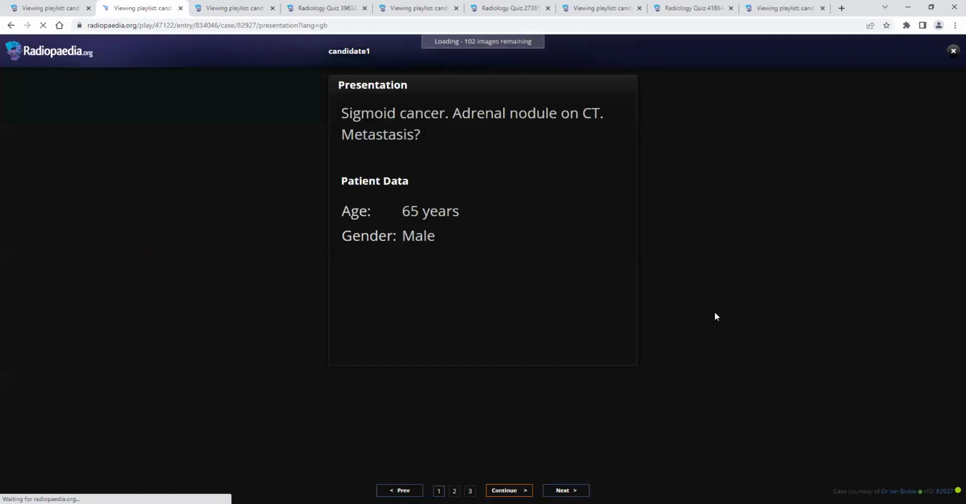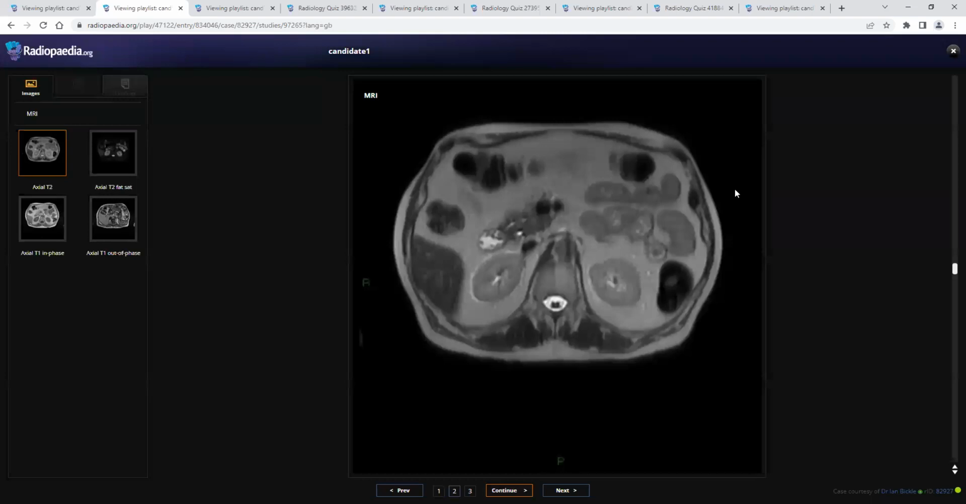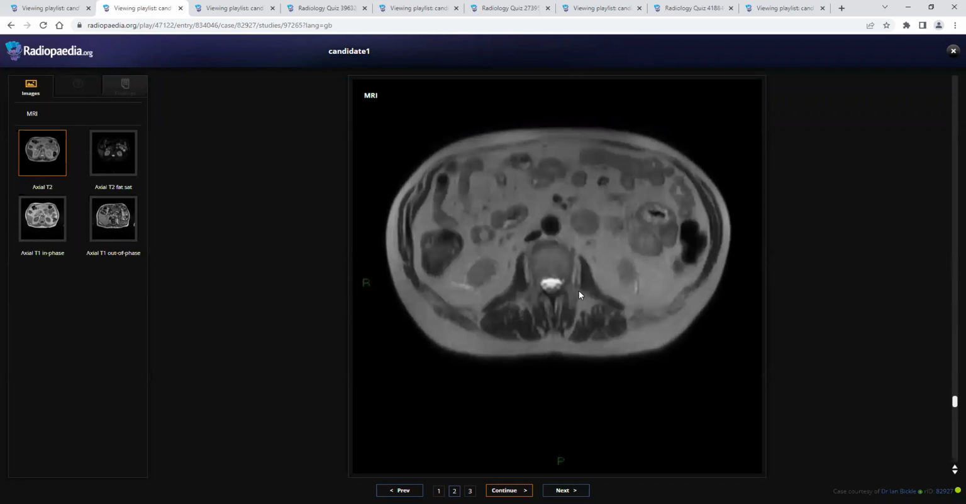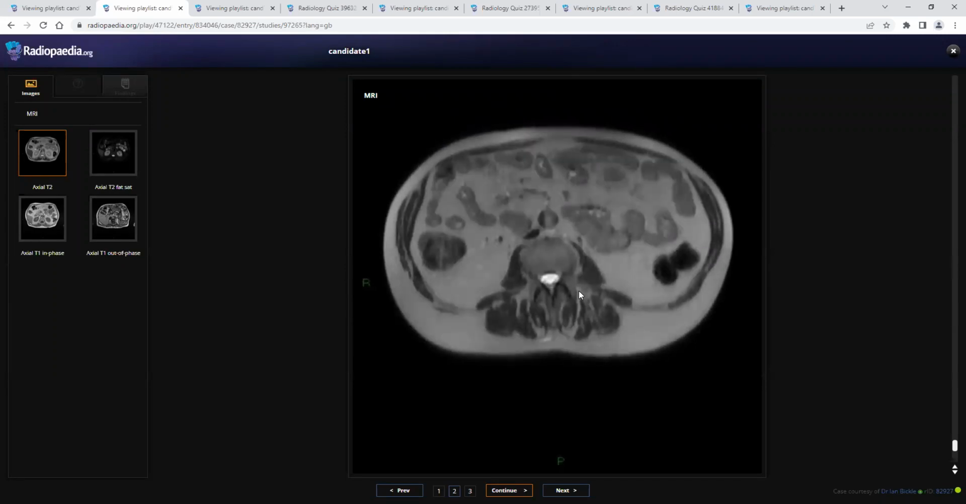Yeah, this is a patient with a sigmoid cancer, a known patient of sigmoid cancer. Then they saw an adrenal nodule on CT. Mm-hmm. Now this is the study. Click on the center black button and scroll. You can take the series of images from the left side corner.